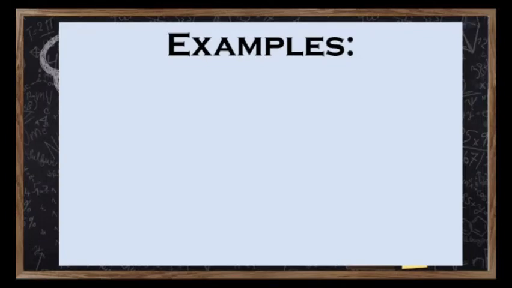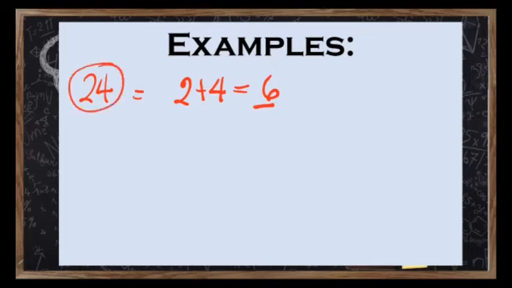Another example, 24. So, let us add the digits. 2 plus 4 is equal to 6. 6 is divisible by 3. Therefore, 24 is also divisible by 3.